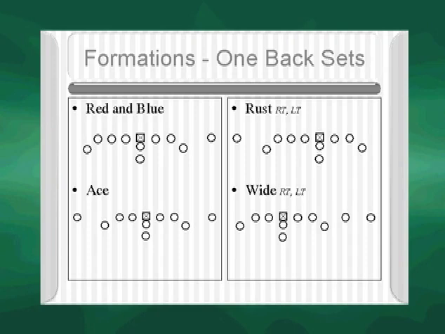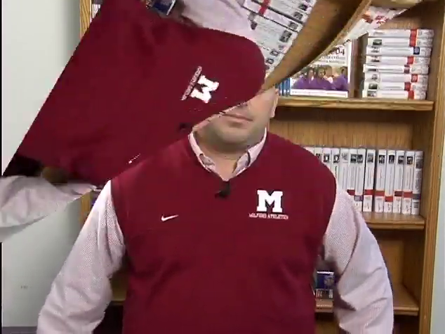When we go down, we also have ace formation. And when we look at ace formation, we utilize two split ends and two slots. The unbalanced formation out of ace is wide, and we do use the wide formation quite a bit. It's been a great set for us.